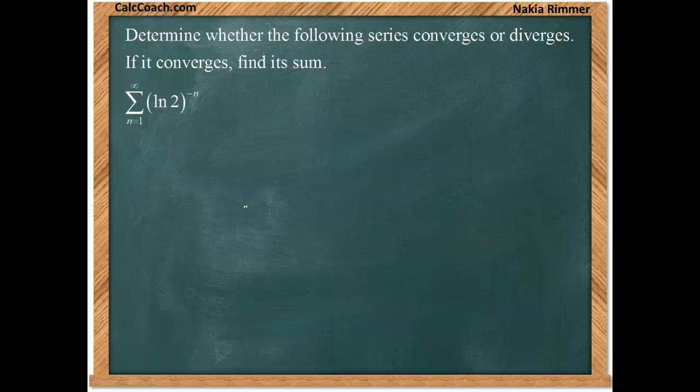Determine whether the following series converges or diverges, and if it converges, find its sum. We have the sum from 1 to infinity of the natural log of 2 raised to the negative n power. And so, well, we have to recognize this as, it's sneaky, but it is a geometric series.